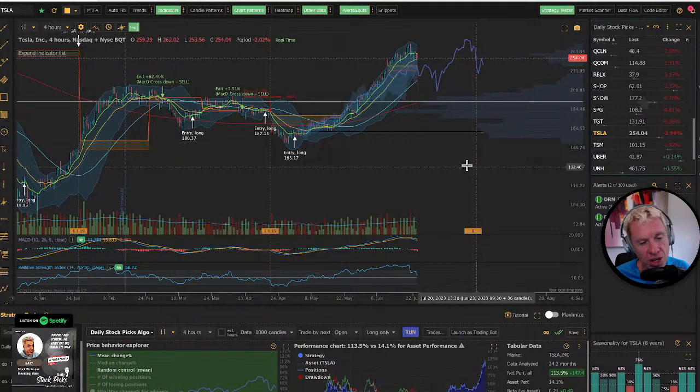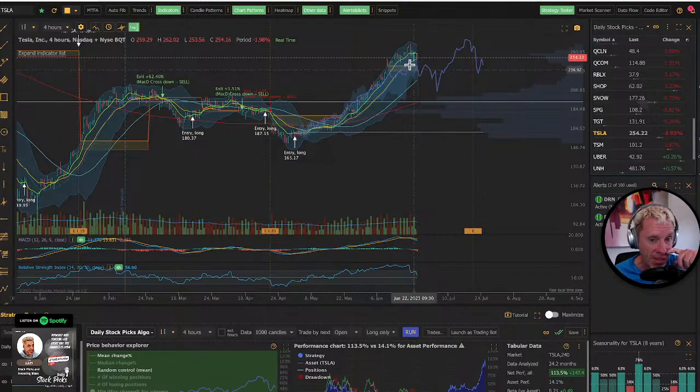Over 2 years makes you 113% in Tesla. You know what you make over 2 years, 24 months in Tesla if you just bought and held? 14%. It's got 25 positions. Your average win is 25%. And you're still not out of this current run.